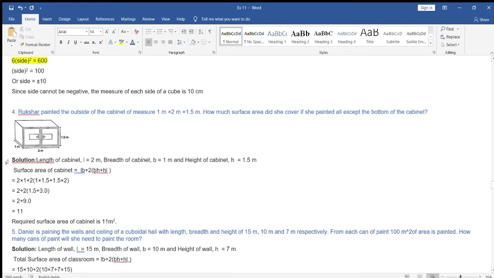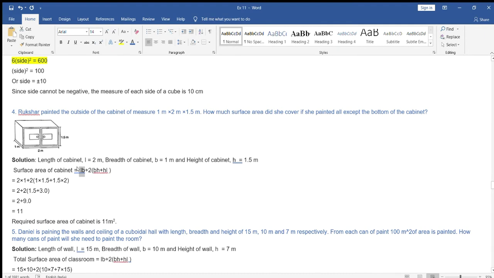For example, this question number 4, the same kind of question. What is given to us? The measurement of a cabinet. For a cuboid, the measurements are given to you. Now, where do we have to paint? We have to paint its surface area, but not the bottom of the cabinet. So we have length, breadth and height. What is the surface area? The surface area is 2(LB + BH + HL). But here the bottom is not included.